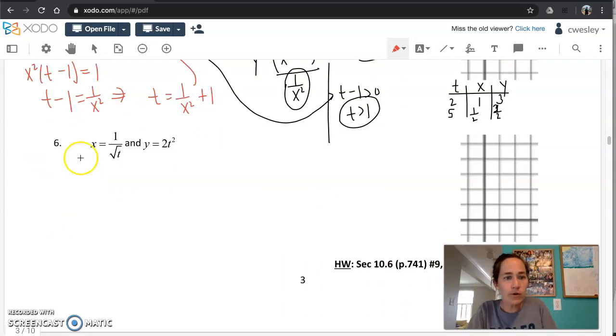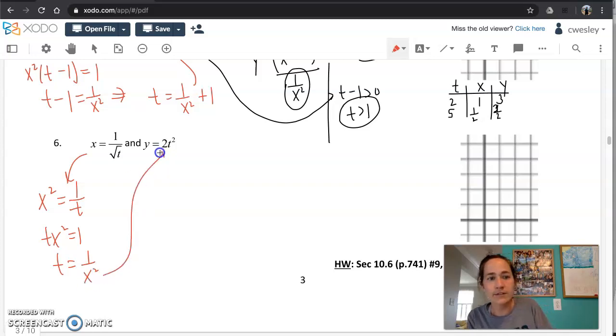The last one says x equals 1 over square root of t. I'm going to start it the same way. Feel free to pause if you need to too, if it feels like we're rushing. But we'll solve it for t. We'll make it x squared equals 1 over t when we square both sides. T x squared is 1. And here t just equals 1 over x squared. Plug that into this one. So y equals 2 times 1 over x squared squared. And we get a rectangular equation, I think 2 over x to the 4th.